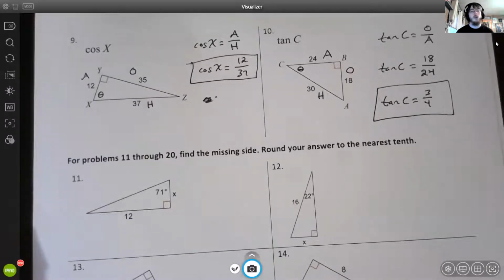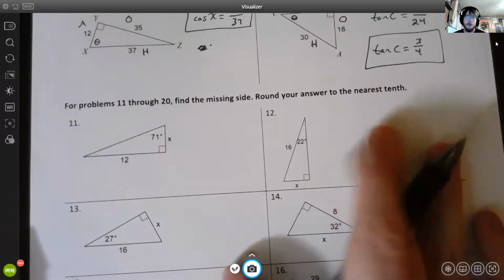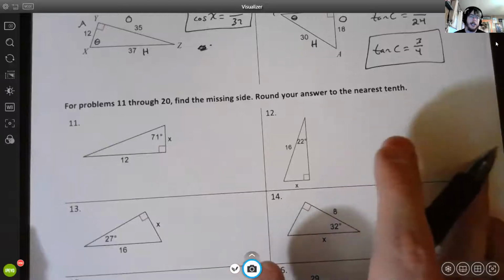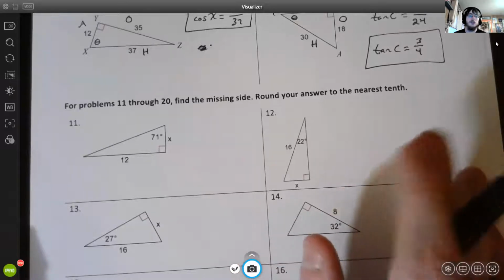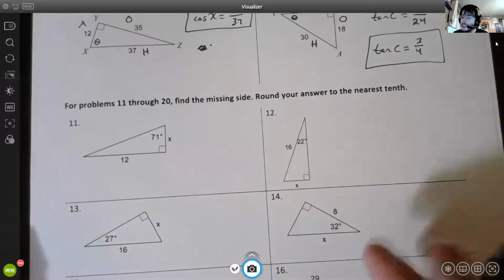So what you're going to do is identify your theta first, just like all the other problems. So theta is the angle that is not the right angle, okay? So it's whichever angle that's labeled that is not your right angle. So then you'll identify your O, H, and A, and then based on the sides that you have and the side you want to find, you'll set up the correct trig function in order to solve it. So let's look at that.